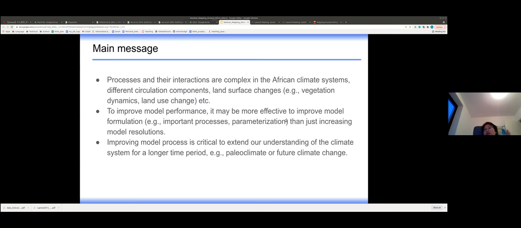So the main message here is that the processes and their interactions are quite complex for the African climate system. There are different circulation components and also their interactions. It's usually very complicated for the tropical regions because they interact at multiple scales. So it's very complicated.